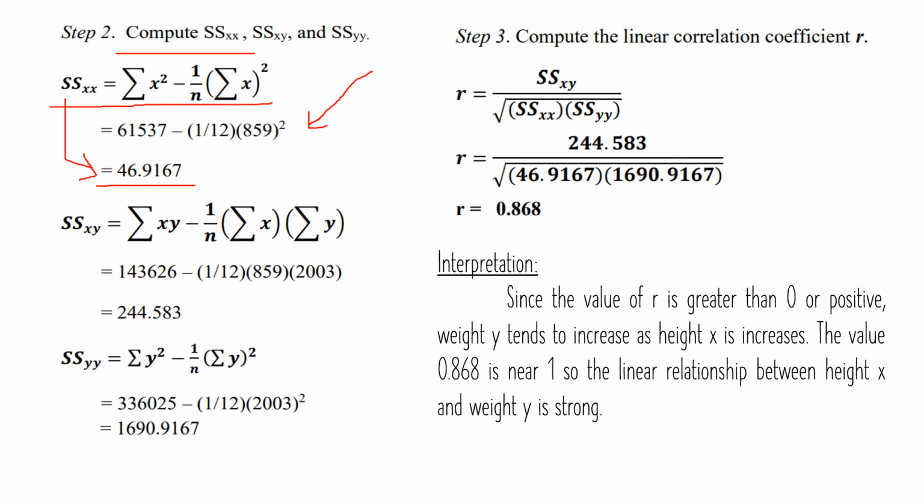And for SS sub XY, that will be the summation of XY, and we need the summation of x and summation of y. From the given values in our table, we simply substitute the summation values, and we arrive at 244.583. That will be your SS sub XY. Then for your SS sub YY, that will be summation of y squared and summation of y. We simply substitute the given values under your table, then we arrive at 1690.9167 as the value of your SS sub YY.